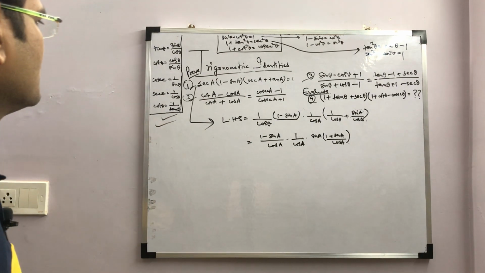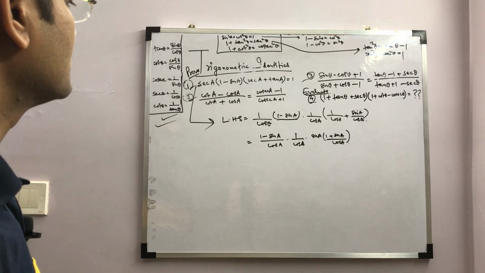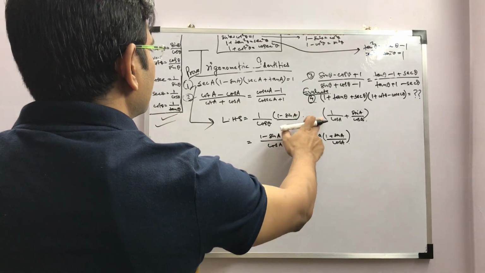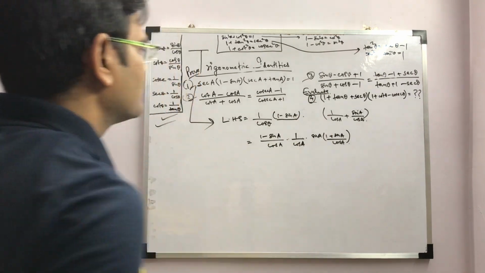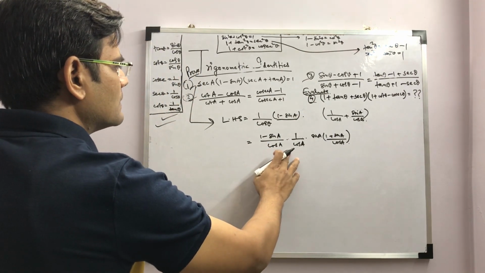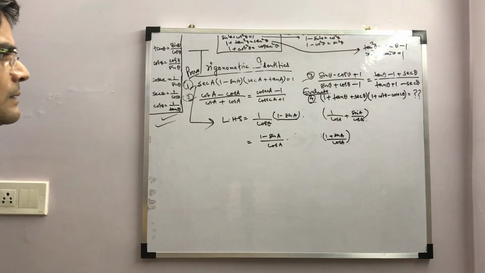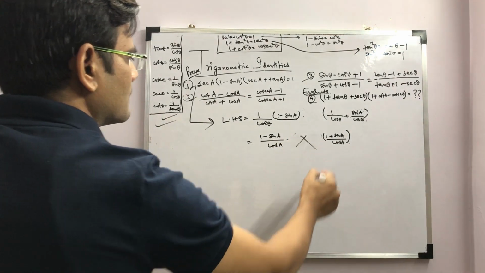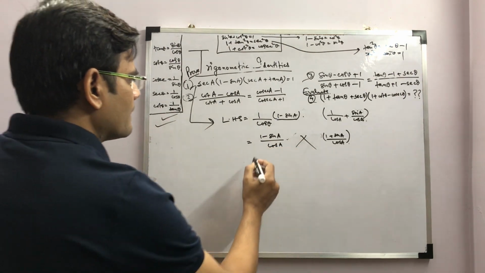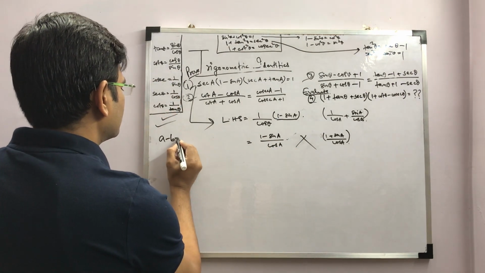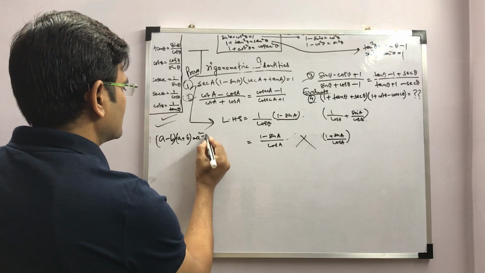Now let's move on. 1 by sin A by cos A. But where is this? Why is this cos? This is not required, right? I don't know why I am looking at two equations actually. Fine, this is fine. 1 minus sin A by cos A, 1 plus sin A by cos A. A minus B, A plus B. Always you will get this formula. A minus B times A plus B is equal to A square minus B square.